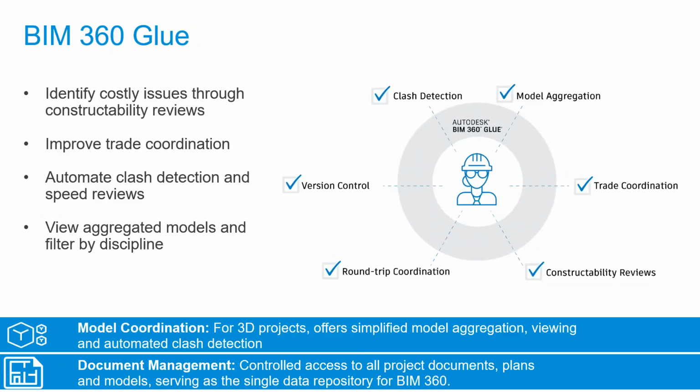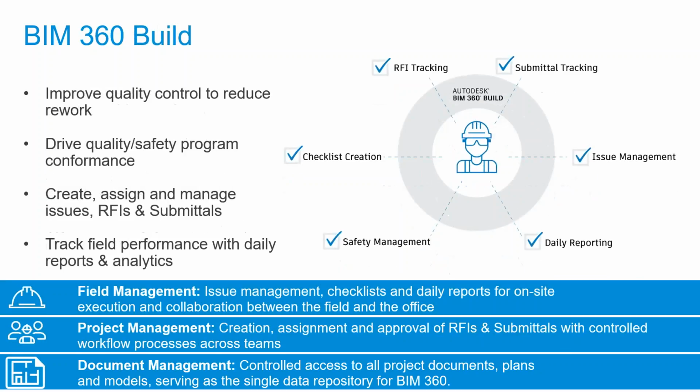Then there's BIM 360 Glue. As the design develops, there's a need to coordinate it and make sure that it is constructible. This is where our constructability analysis and our clash detection tools come in. We can bring these models together in the model coordination module, and then we can start identifying the specific issues in our design that are going to end up causing us problems during the construction phase.